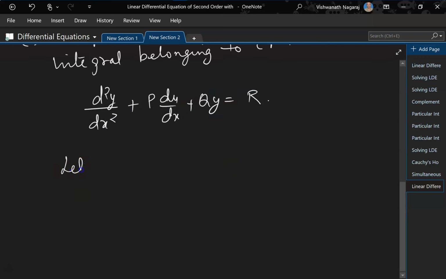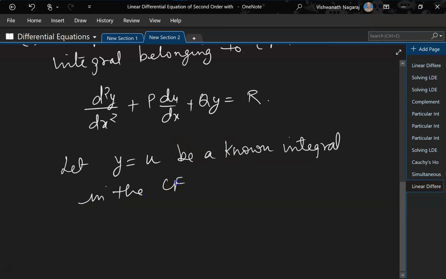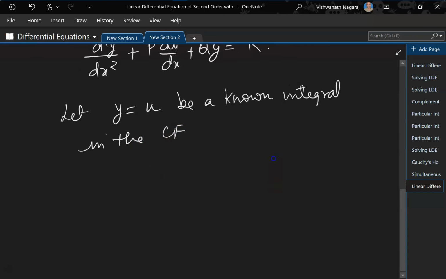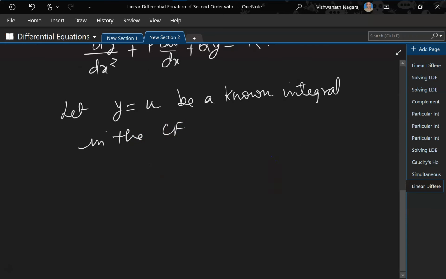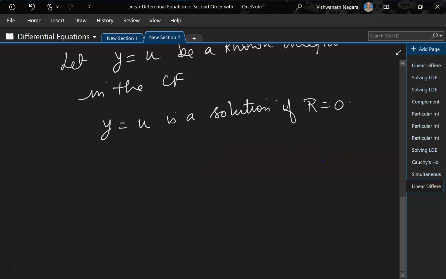So let y is equal to u be a known integral in the complementary function of the above equation. So if we do that, then y equal to u is a solution if r equal to 0. That is, the right hand side is equal to 0. Okay, so just follow the logic.